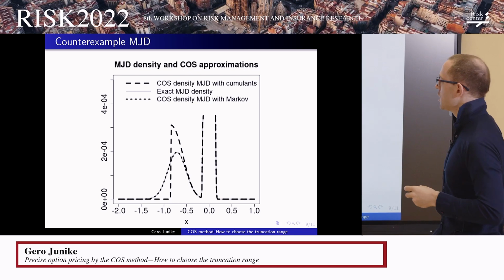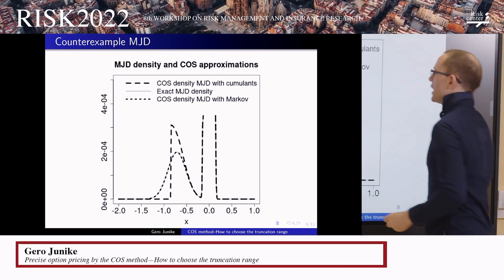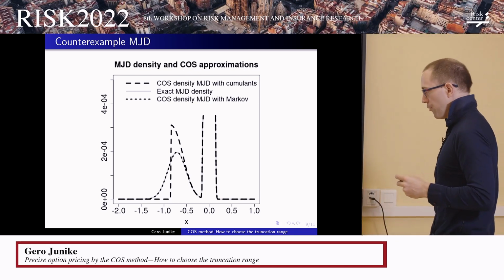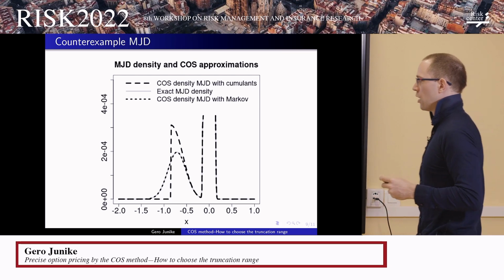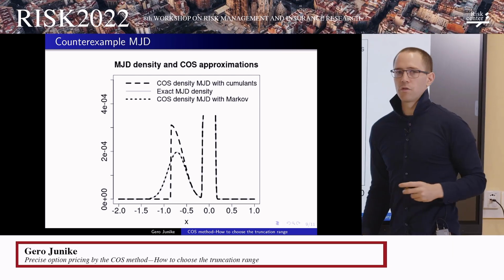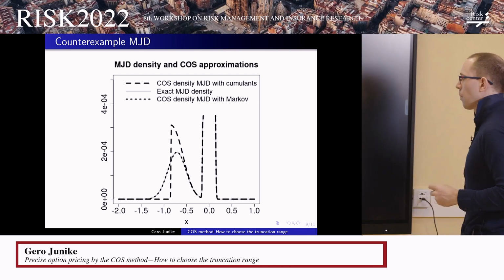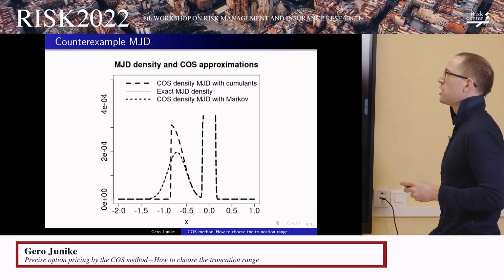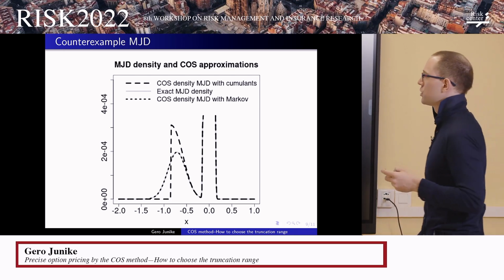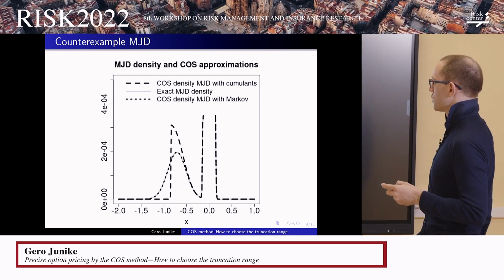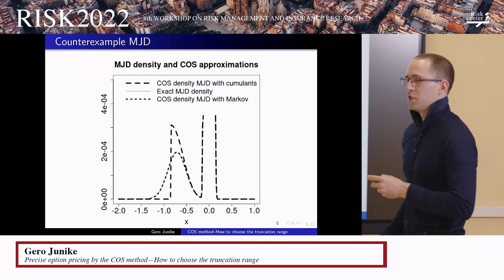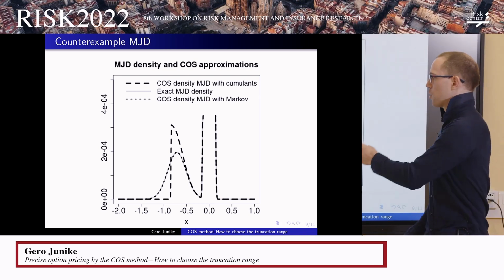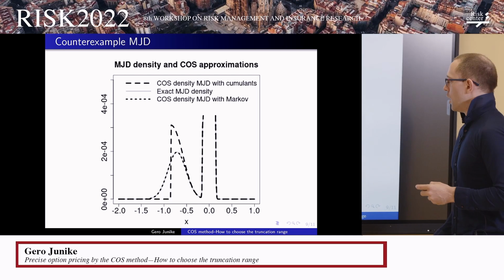And we clearly see that the dashed line is not capable of capturing the jump of the jump diffusion model. The dotted line is using our truncation range, which is based on Markov's inequality. And we see that the dotted line and the gray line are equal.